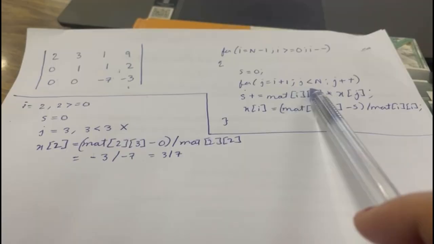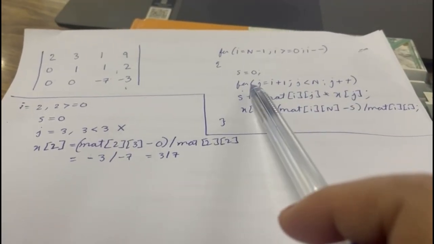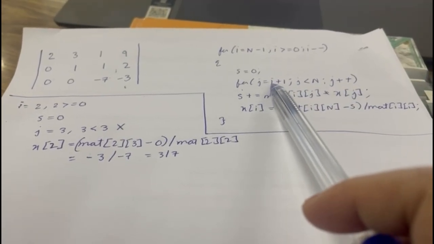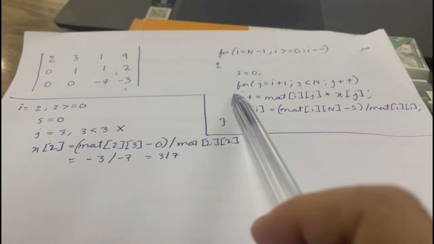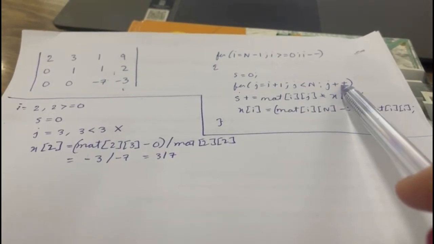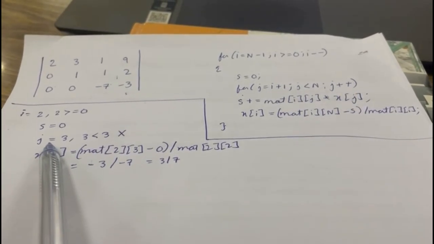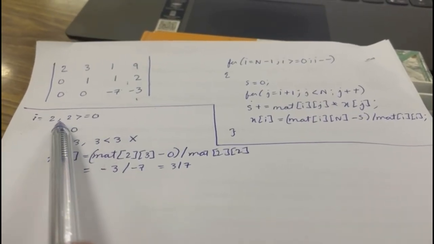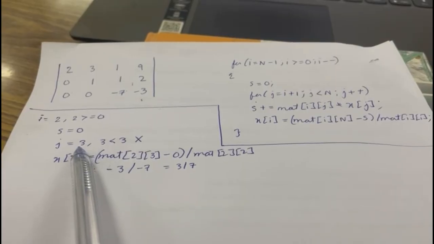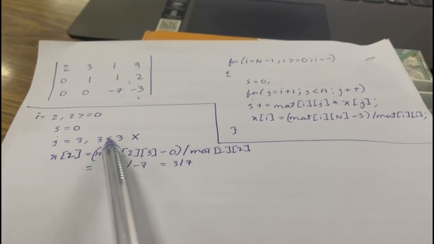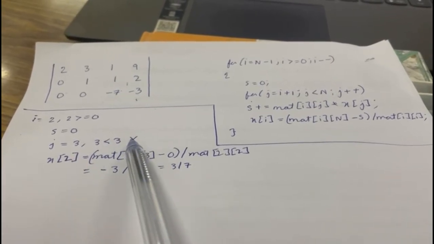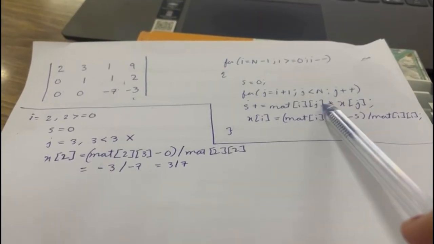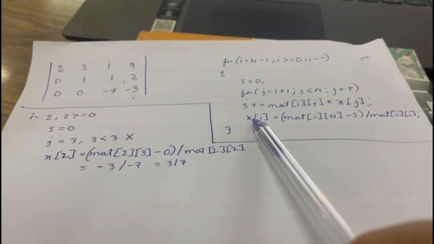Now we are going to do this one. See, after this no loop is given. It means that this particular line will keep executing till this condition becomes false. Now j equal to i plus 1. So j equal to i plus 1 means i value was 2, so now it becomes 3. Is 3 less than 3? No. So we are not going to execute this line. We will go to the next line.